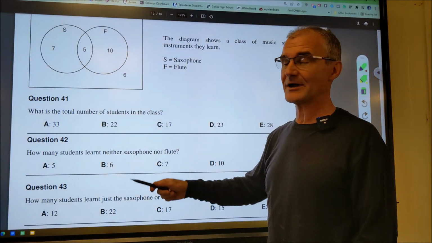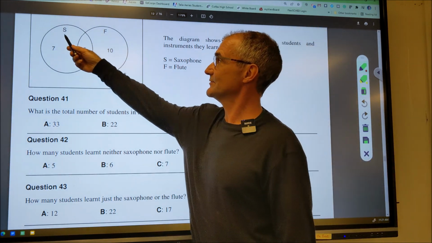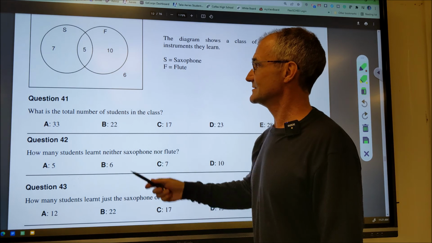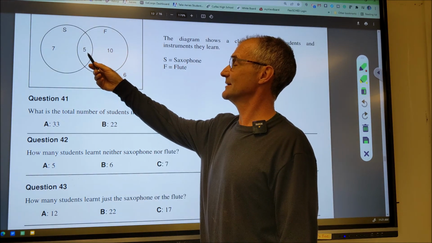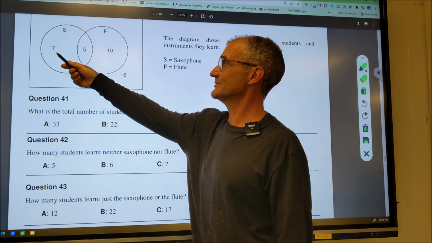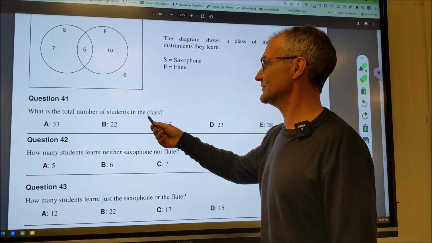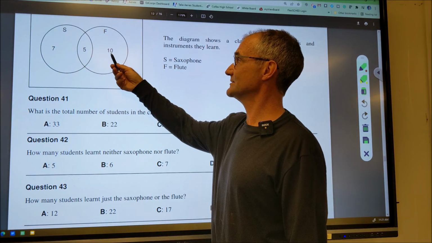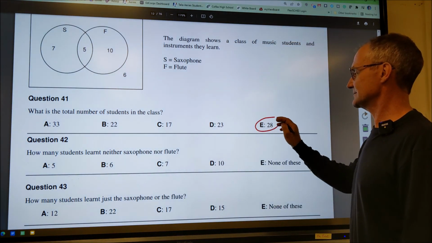Okay, the next 3 problems refer to this Venn diagram right here. S is students who play saxophone, F, the students who play flute. So I can see 6 of them don't do any of it. 5 of them do both, 7 only the sax, 10 only the flute. So what's the total number of students in the class? It's going to be the 7 plus 5, 12, 22, plus 6, 28. And there it is, answer E.